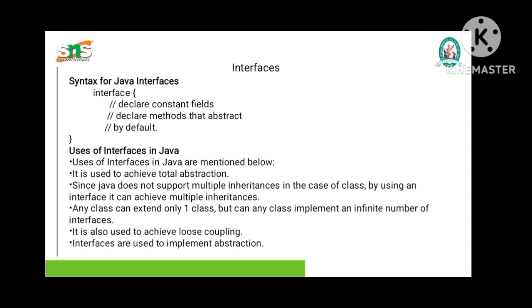Next are the uses of interfaces in Java. Uses of interface in Java are mentioned below. It is used to achieve total abstraction. Since Java does not support multiple inheritance in the case of classes, by using an interface, it can achieve multiple inheritance. Any class can extend only one class, but any class can implement an infinite number of interfaces. It is also used to achieve loose coupling. An interface is also used for implementing abstraction.